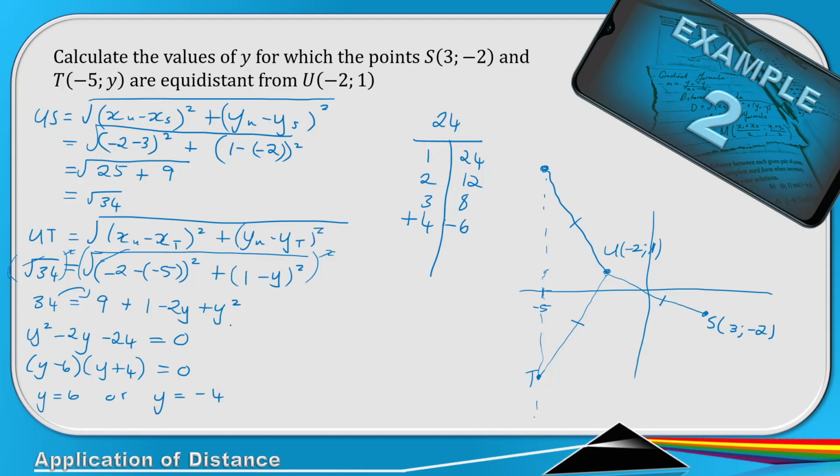And that's my answer. So they have only asked for the values of y, so this is the final answer. If the question had asked for the coordinates of T, then we'd have to obviously go on and say T is either (-5, 6) or (-5, -4). Okay, so just make sure to read your questions properly. And that is then it.